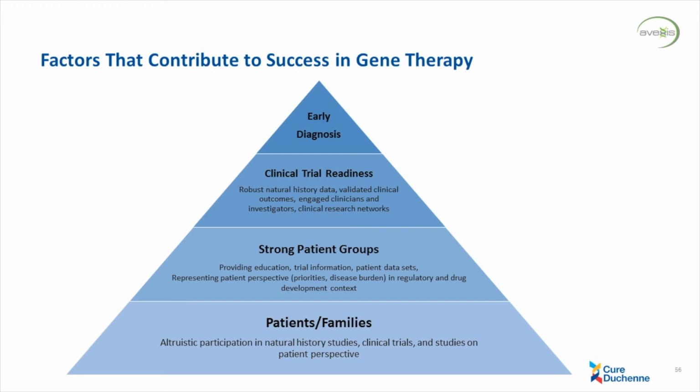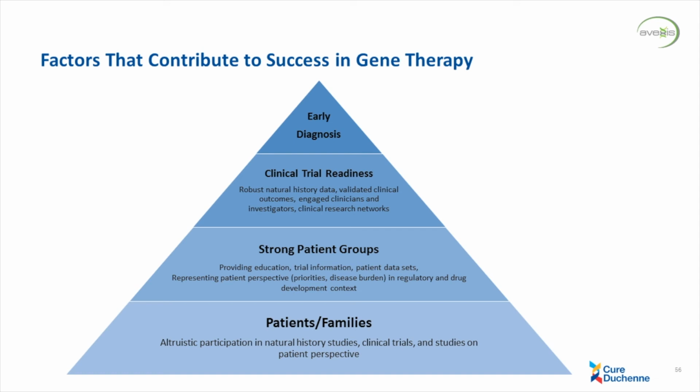So strong patient groups are very important, who can provide education, information on trials. And when we think about planning a new trial, the more information we have, the better it is, and the faster we can make progress together. Clinical trial readiness is really what that boils down to. It's having good data, outcome measures, and a good community that works together so that we can test these new therapies that we hope there will be more coming.